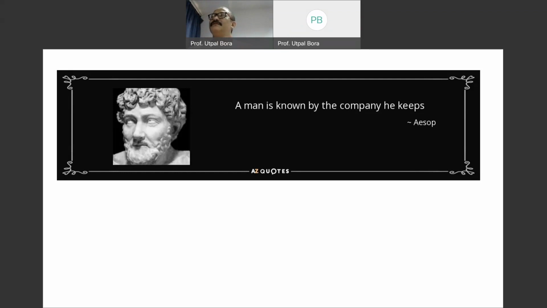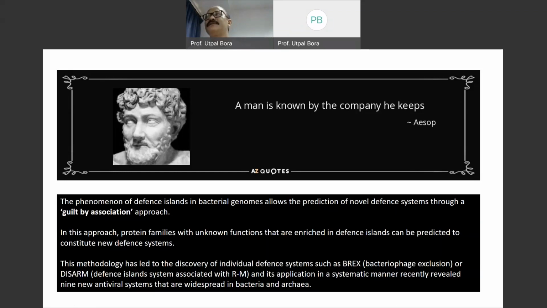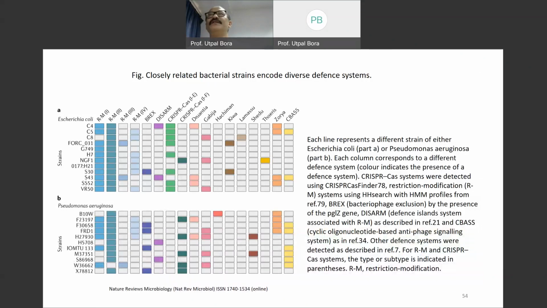So now, with this concept of the defense island, you have a big opportunity of discovering new defense systems, right? You probably know this famous quote by Aesop, a man is known by the company he keeps. So taking this as an inspiration, if you start exploring the defense islands, you are most likely going to discover new defense systems. You really don't have to look for something in the dark. You just need to focus on the defense islands of the bacterial chromosome. And there you have certain things which are known and a large number of things which are still unknown. So here lies the scope of future discovery of defense islands.